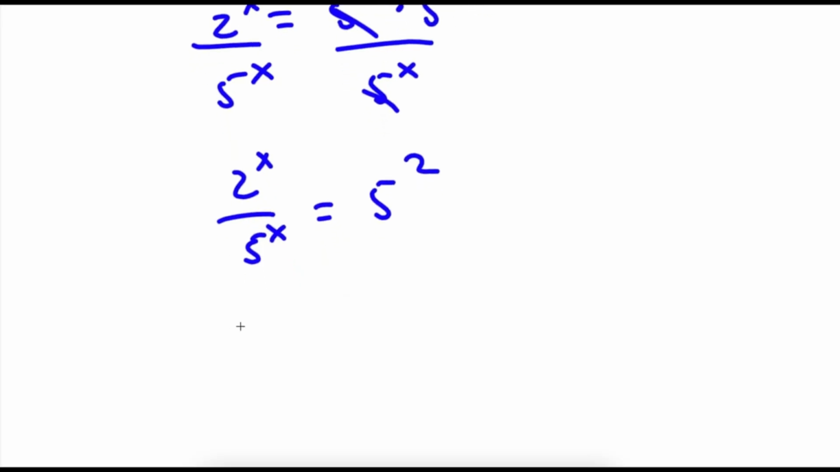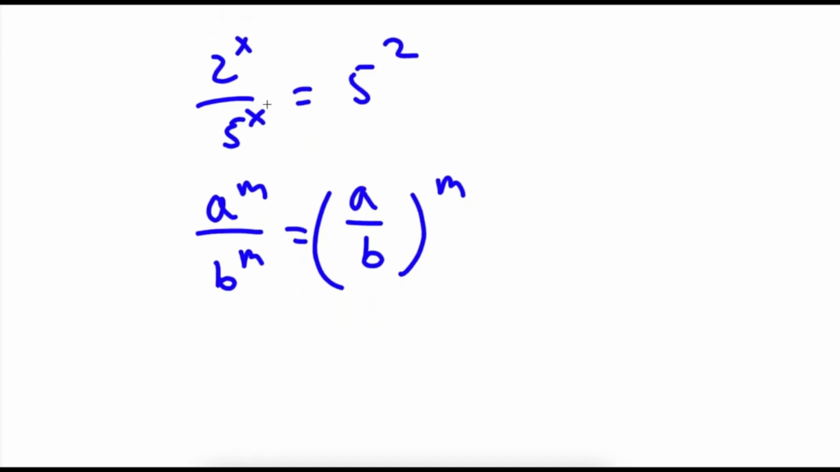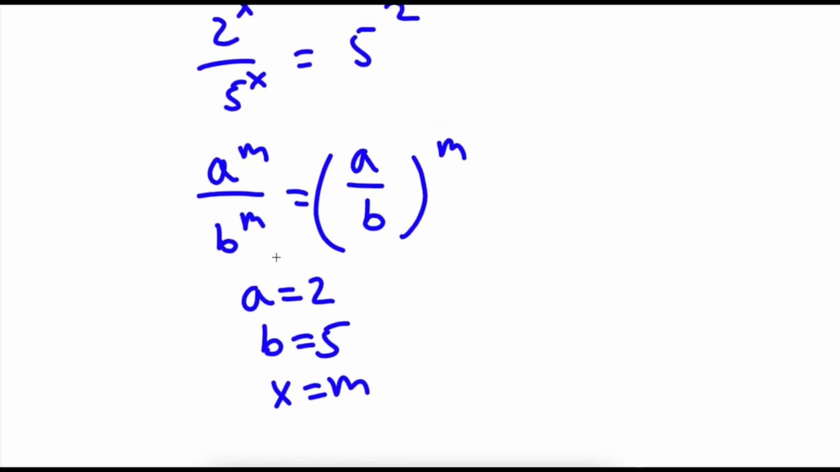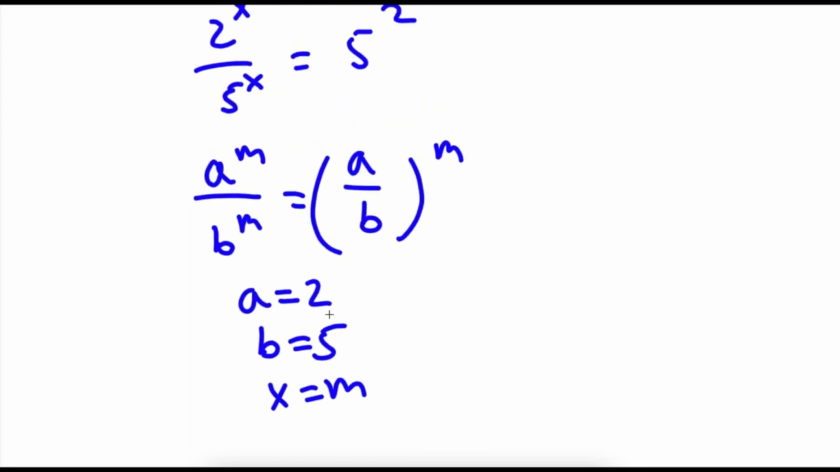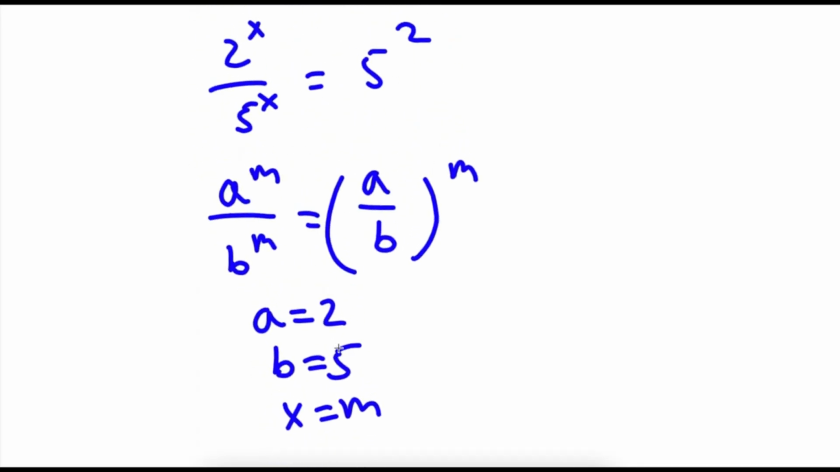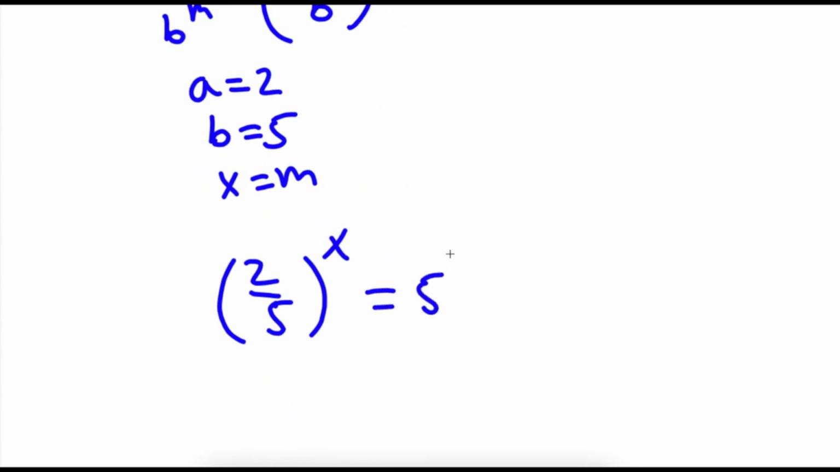Now, if I have something in the form a to the power of m over b to the power of m, this is equal to a over b to the power of m. So in this case, I have 2 to the power of x over 5 to the power of x, and we can think of a as 2 and b as 5 in this case, and x as m. So now I have 2 over 5 to the power of x, and this is equal to 5 squared.